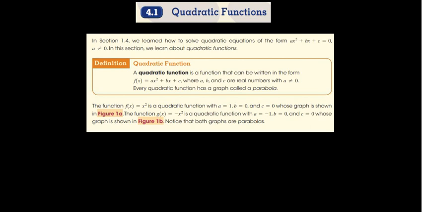Right, so the vocabulary is very precise. So yes, we learned about quadratic equations in 1.4. This time we're going to learn about quadratic functions. Okay, so a function is basically a quadratic equation, obviously, but it's in function form.